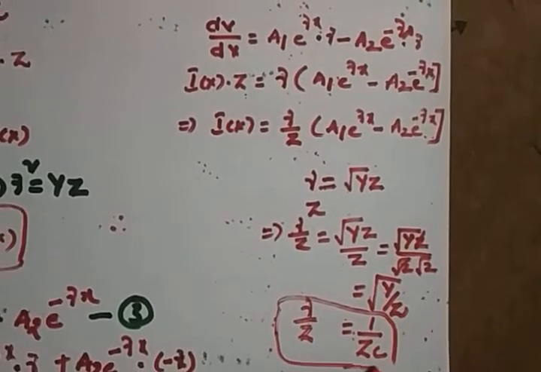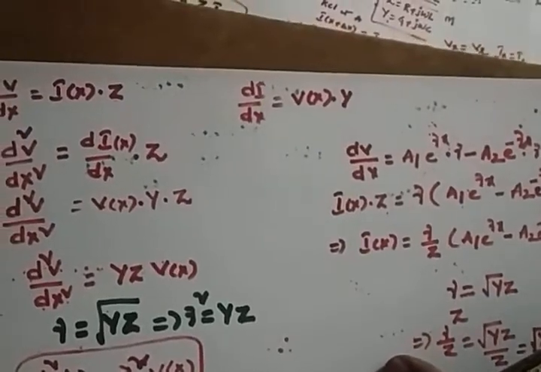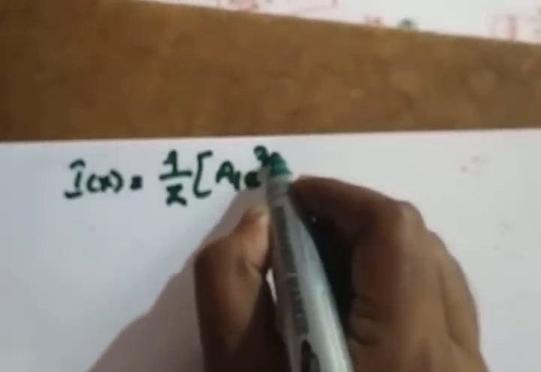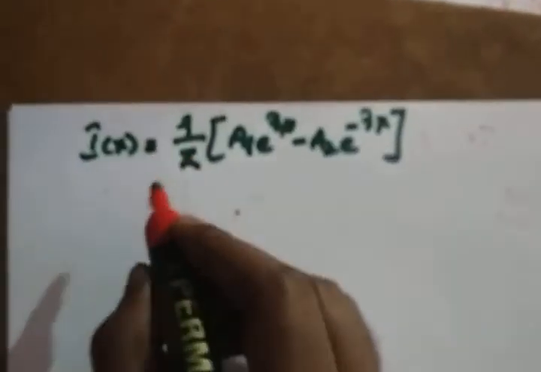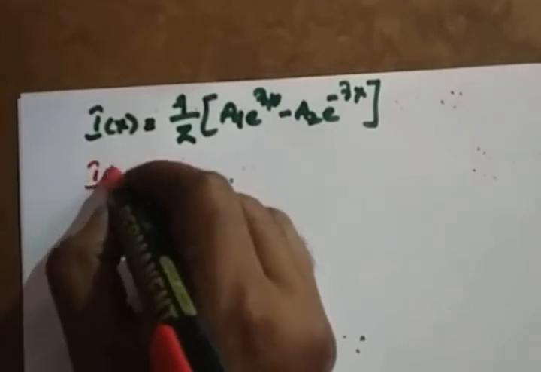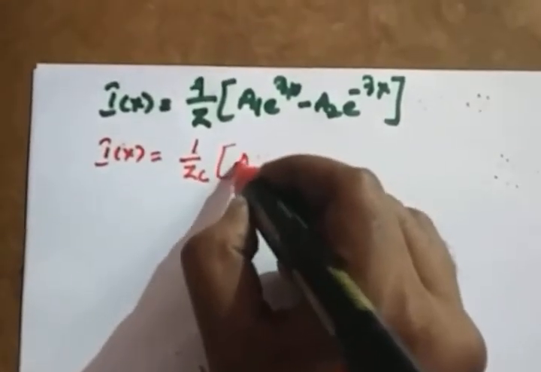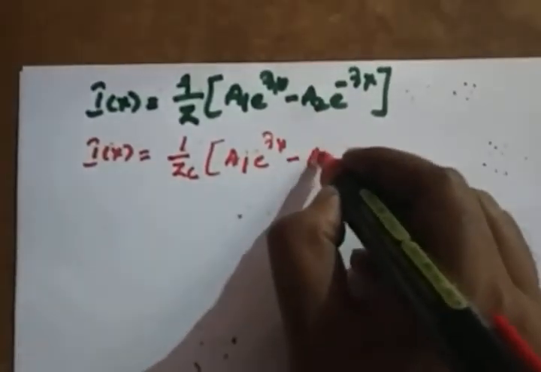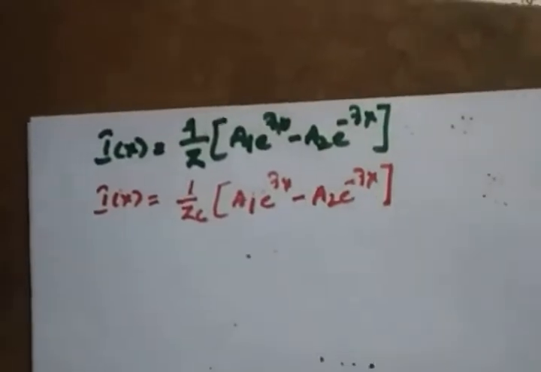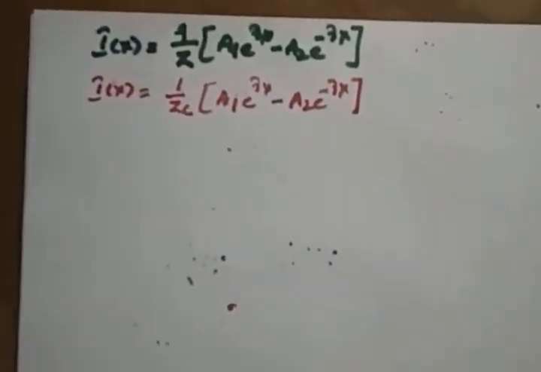We just substitute gamma by z into I of x. So we got the equation I of x is equal to gamma by z times a1 e power gamma x minus a2 e power minus gamma x. You know that gamma by z is equal to 1 by Zc, so I of x is equal to 1 by Zc into a1 e power gamma x minus a2 e power minus gamma x. From this you got the equation for I of x.